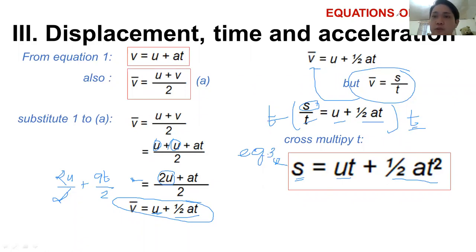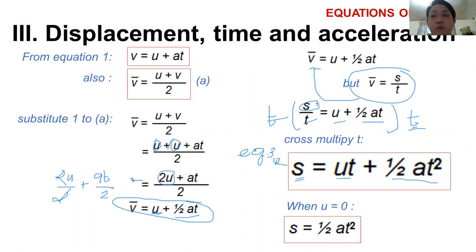But you also have to consider this one, class. When your initial velocity is 0, of course, the formula will change into S is equal to 1/2 AT squared once the initial velocity is 0. I hope you can follow. So now we can proceed to the next.